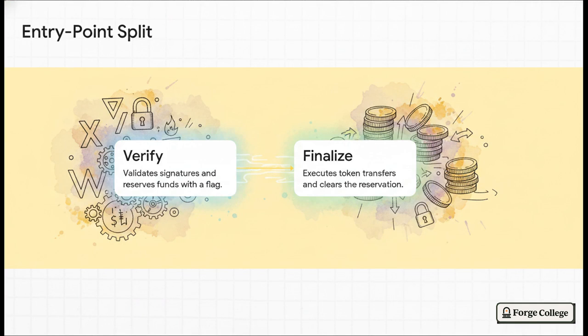Let's take an accept bid function, for example. On the EVM, it does literally everything at once. But on Solana, it becomes a two-step dance. Step 1 is your verify step. It validates the signatures and locks the state by throwing a reservation flag directly on the PDA. Step 2 is the finalize step, which actually goes in, executes those heavy token transfers, and clears out the reservation. You still maintain perfect atomicity and security, but you break that massive compute load into nice, manageable, hyperfast chunks.